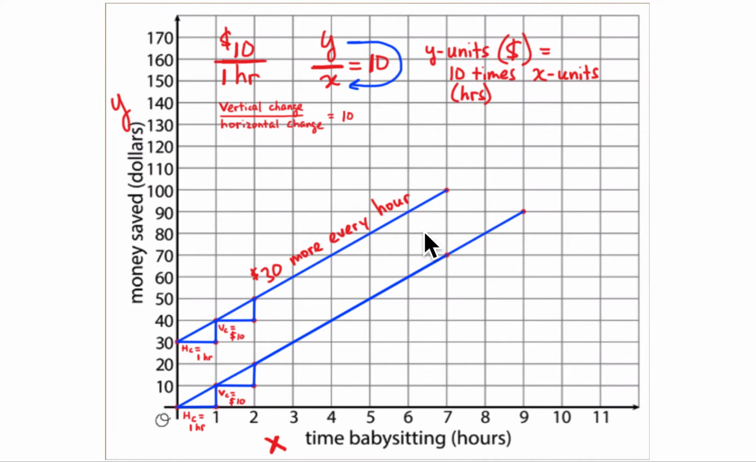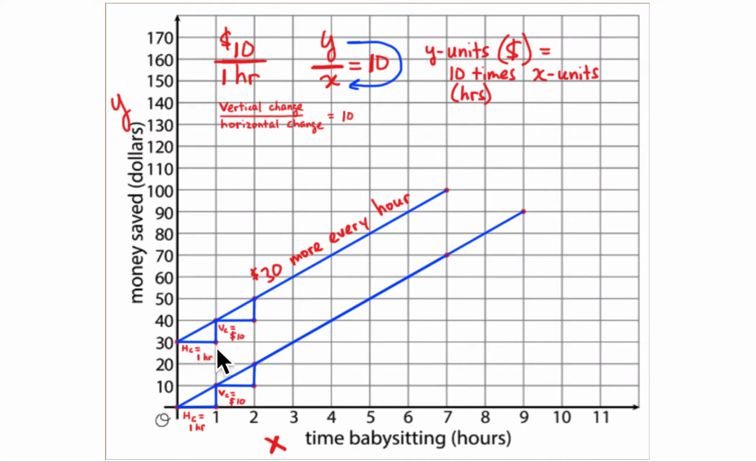Now let's say that Diego has saved $30 before he starts to babysit. And he wants to know how much total money has he saved. The money that he had before he started babysitting, plus the amount that he's earned by babysitting. Well, he has to add that $30 every time. So he hasn't babysat at all. Well, he has $30 saved. So he's going to start here, and that's the beginning amount. So remember, y equals mx plus b. That b is the beginning amount. It is right there, $30.